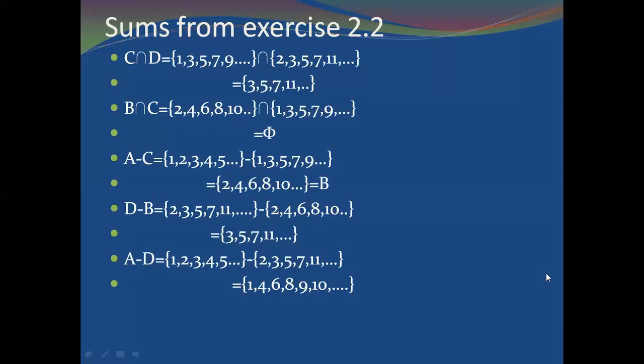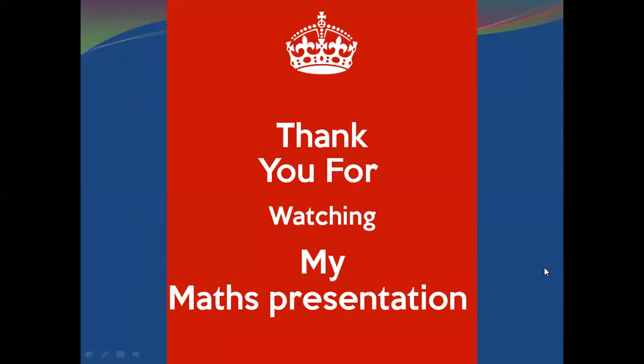I hope you might have understood all these concepts that you have learned today. Only the disjoint sets is very, very important for the objective questions as well as solving the sums, as well as the Venn diagram. And the sums from exercises 2.1 and 2.2.